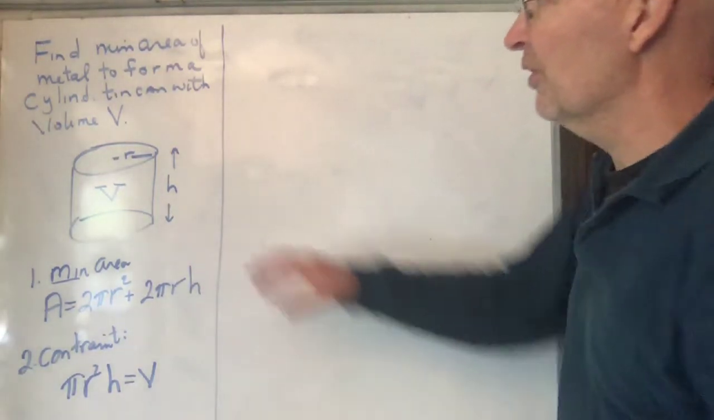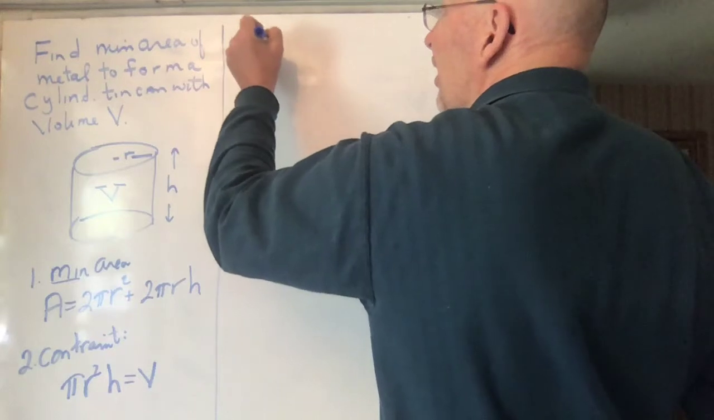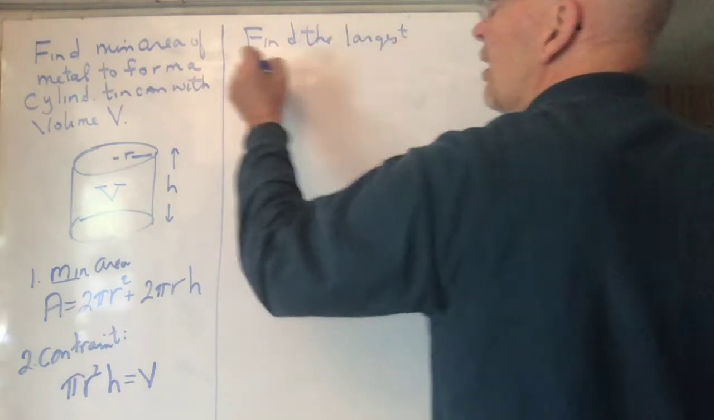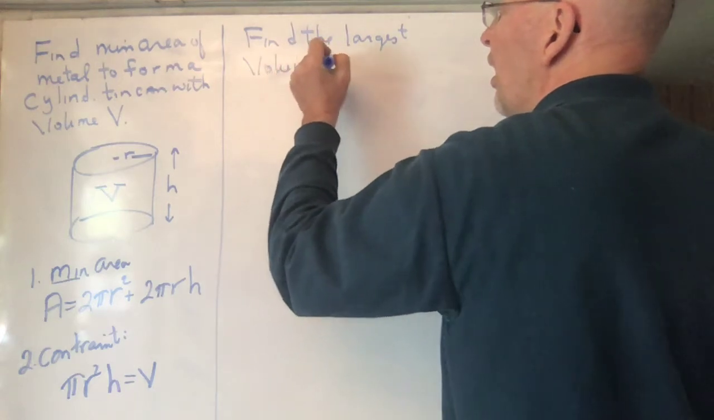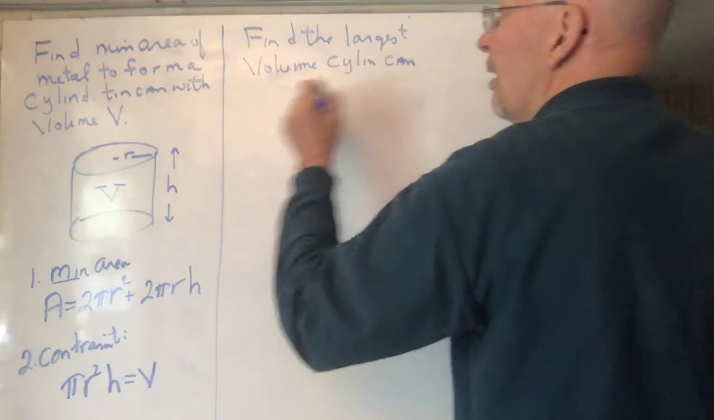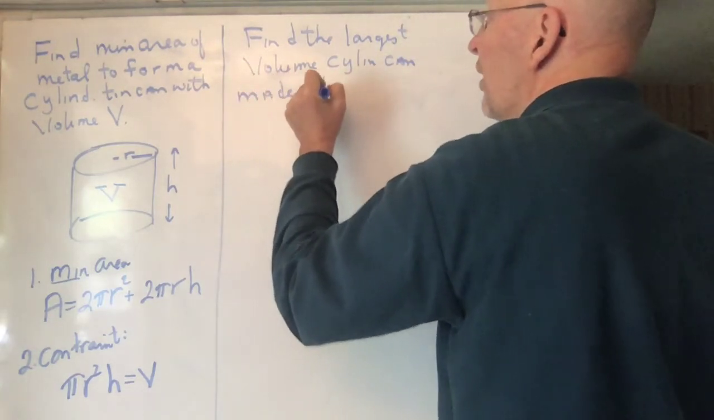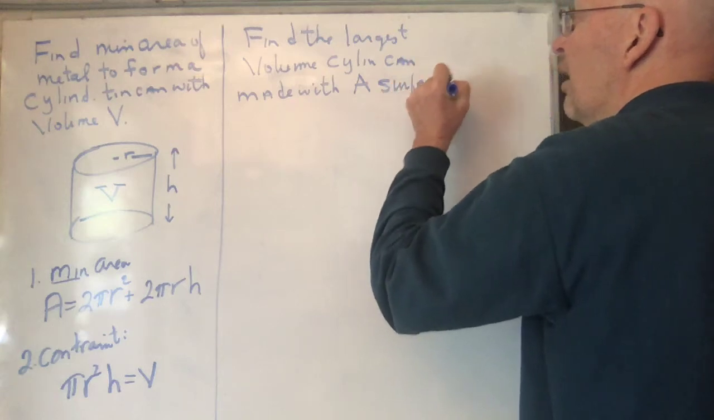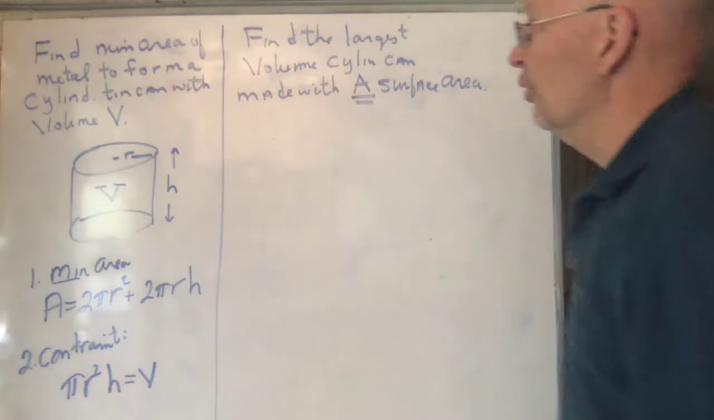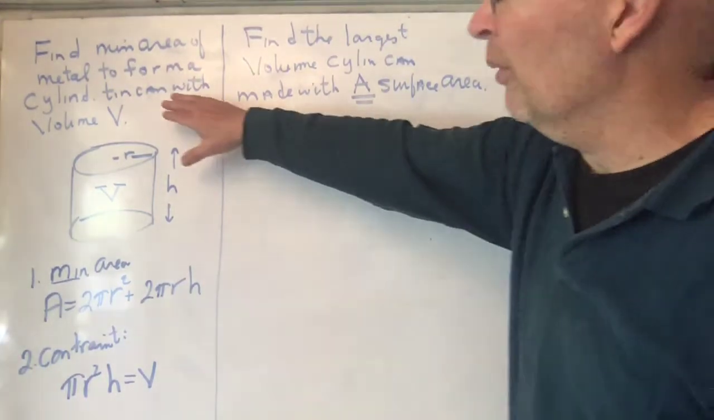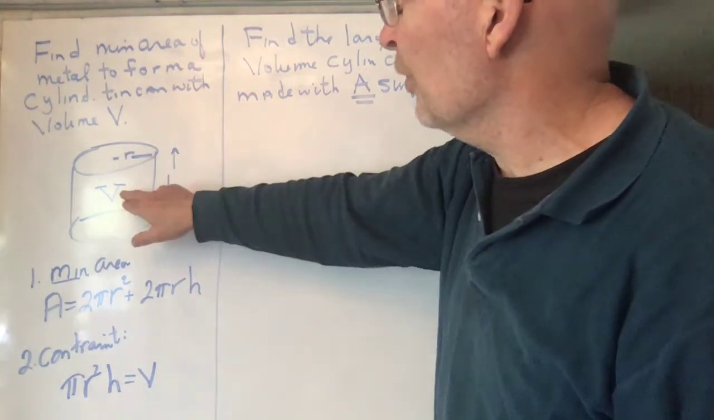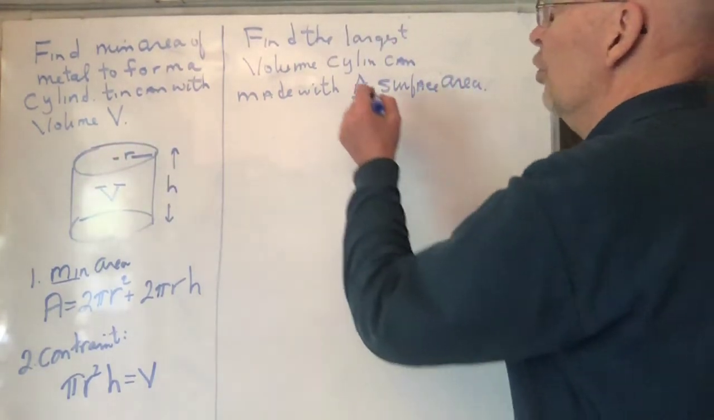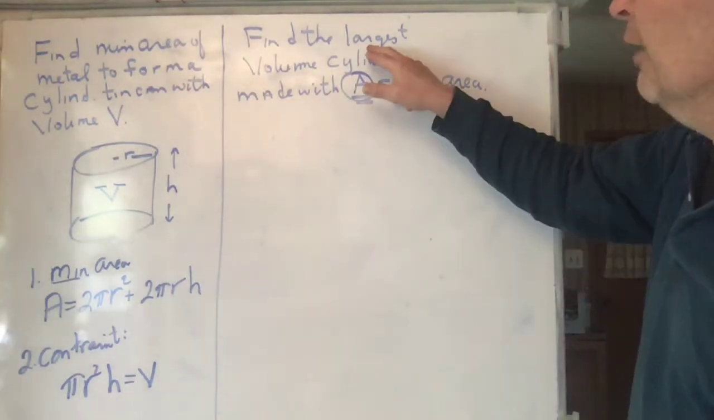I'm going to give you another problem which is kind of the complement of this one. And that is, find the largest volume cylindrical can made with a surface area A. Okay, so notice this sounds very similar, but here, what was happening? Here, we were told what the volume was, and given that, we wanted to get the minimum surface area. Here, we're told what the surface area is. The surface area is A, and we want to get the largest volume.